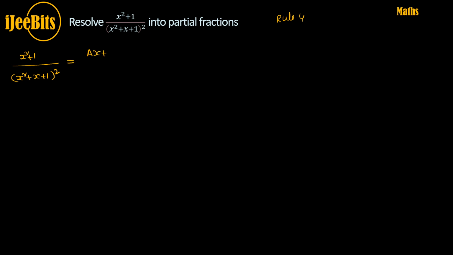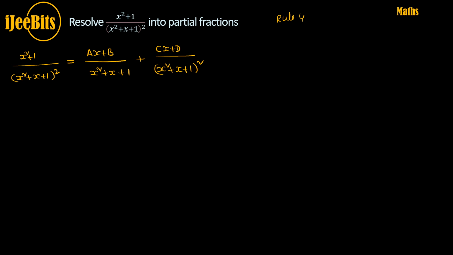Ax plus b over the first term x square plus x plus 1, correct? Then we have one more repetition, right? So we have to use cx plus d over x square plus x plus 1 whole square. So the LCM would be x square plus x plus 1 whole square. To make the denominators equal, we can multiply x square plus x plus 1 in both numerator and denominator for this factor only, right?